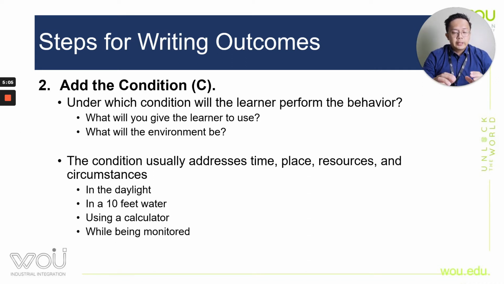Okay, the next thing after we have done with the action verb is the condition. Condition tells you under what conditions the learner will perform the behavior. Basically, condition answers this question: under which condition will the learner perform the behavior? What will you give the learner to use in order to perform the behavior? What will be the environment that you will set for the learner in order to perform the behavior? These are the common questions that you need to answer in order to put in the condition.